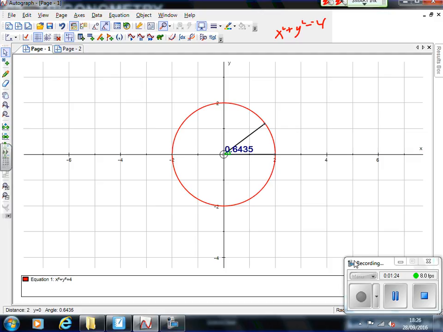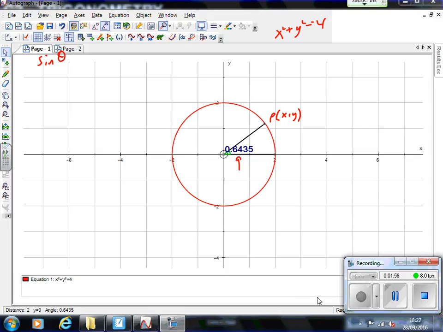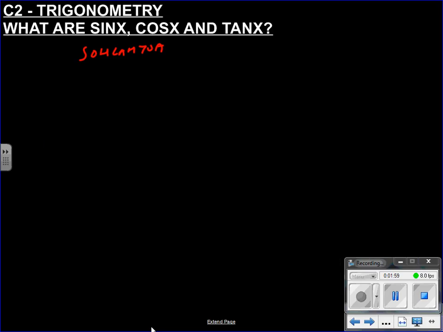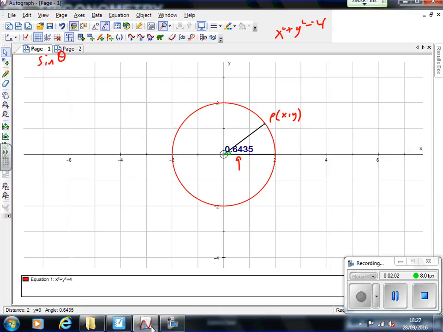I could use any circle to display the point. But what I've got is this point here, this point P with coordinates x, y, and I've got this angle, which you'll see is 0.6435. That's radians, okay? Remember that we know what radians are now. There are 2 pi lots of radians in a circle. Now, we might know what the graphs of sine and cos are, but not necessarily why they look like they do. And that's what this is about. We're going to derive why they look like they do.